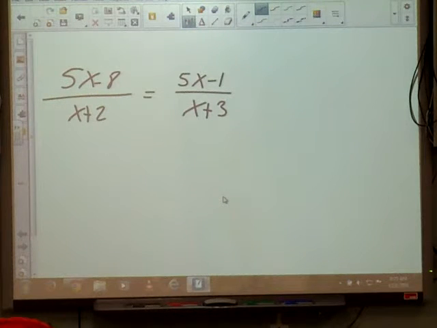Alright, that's it. You've got (5x minus 8) over (x plus 2) equals (5x minus 1) over (x plus 3). Try to solve that. Go. Multiply it by the common denominator.